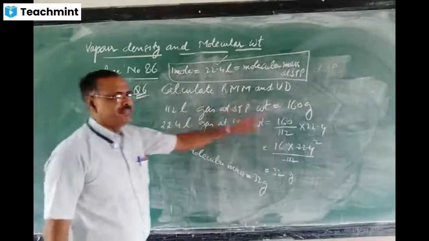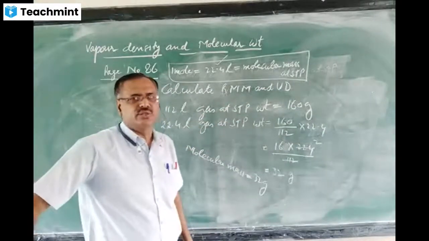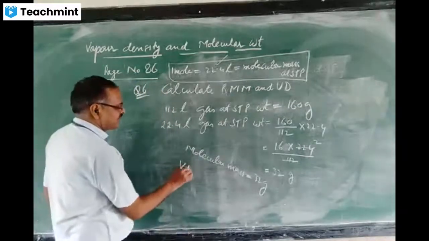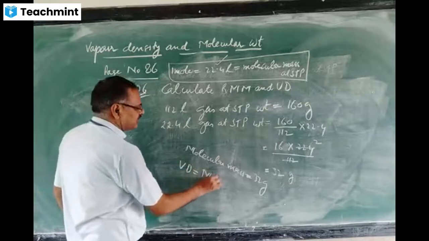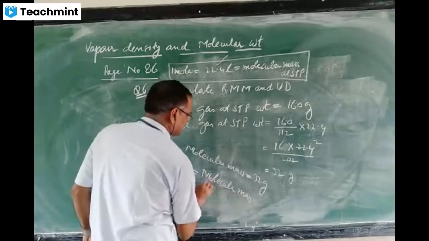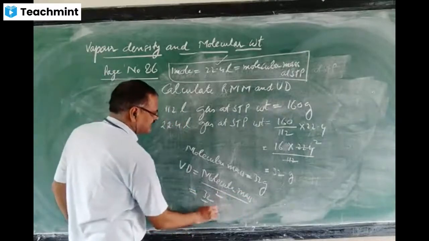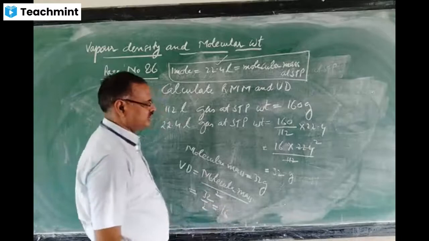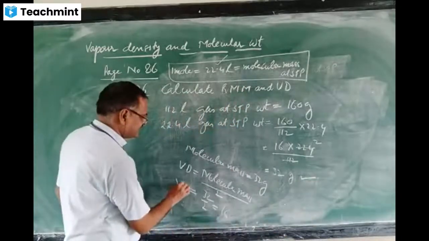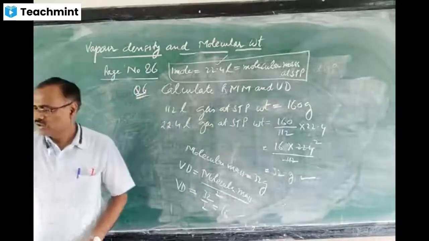Then it is asked to calculate vapor density. We have studied that molecular mass is equal to 2 into vapor density. So vapor density is equal to molecular mass upon 2, that is 32 divided by 2, 16. So molecular mass you are getting 32 and the vapor density you are getting 16. So this is your answer.